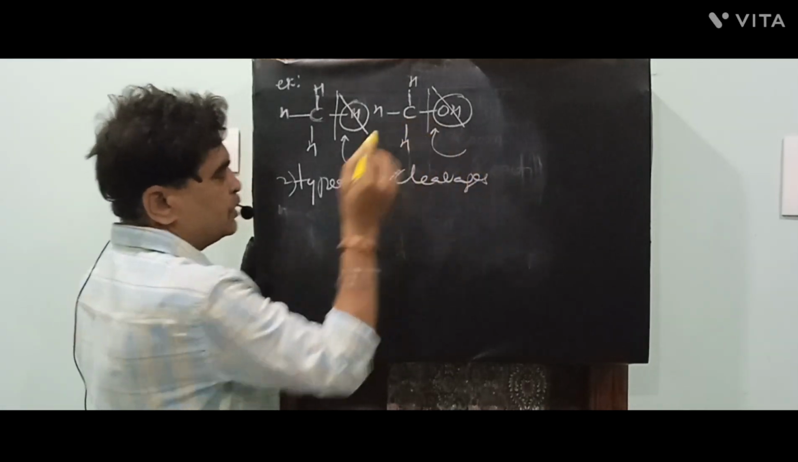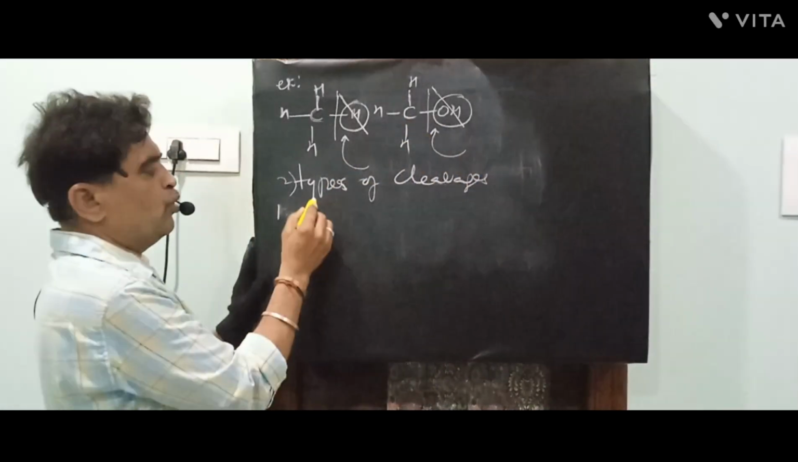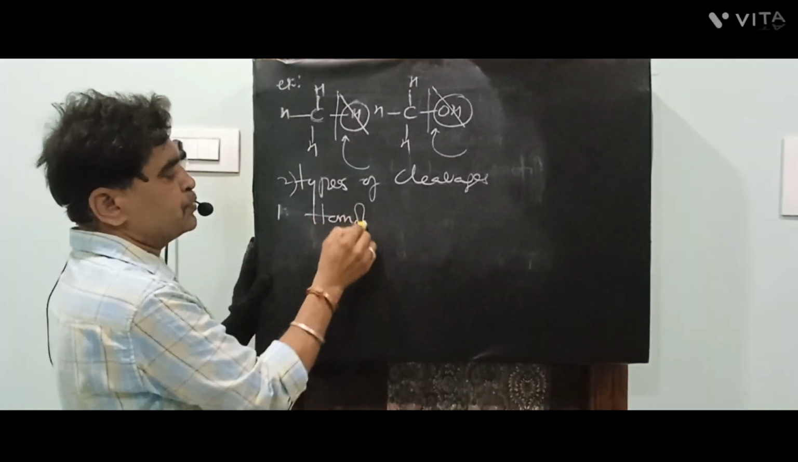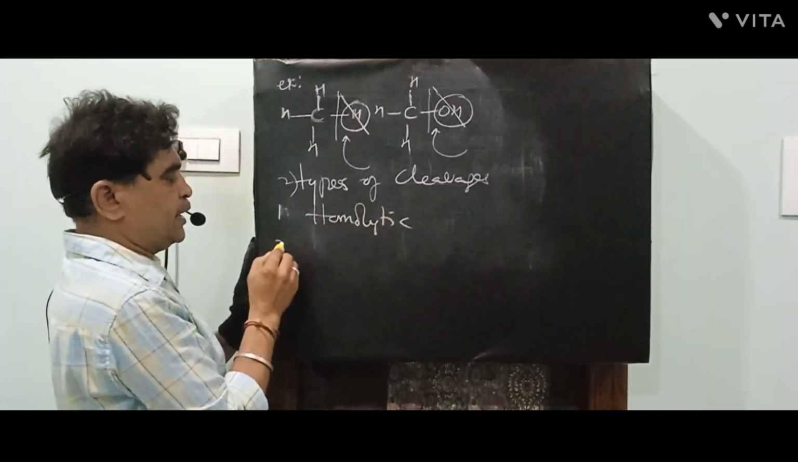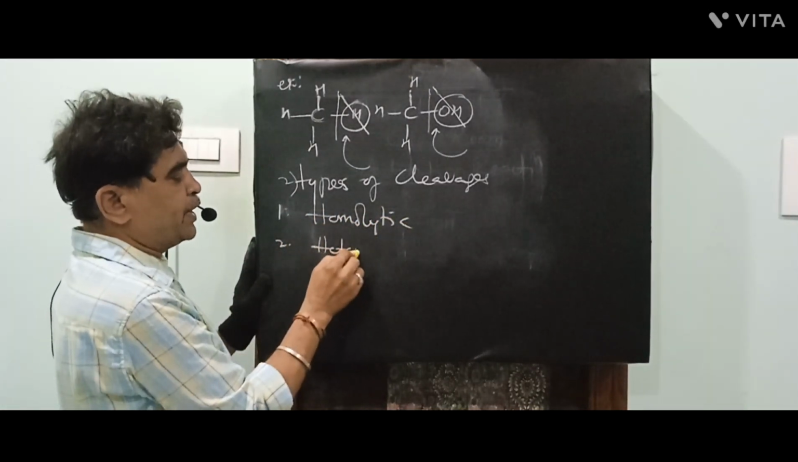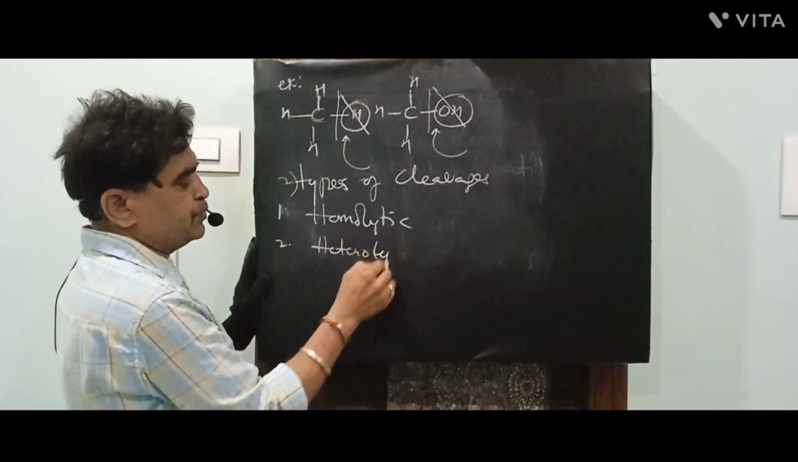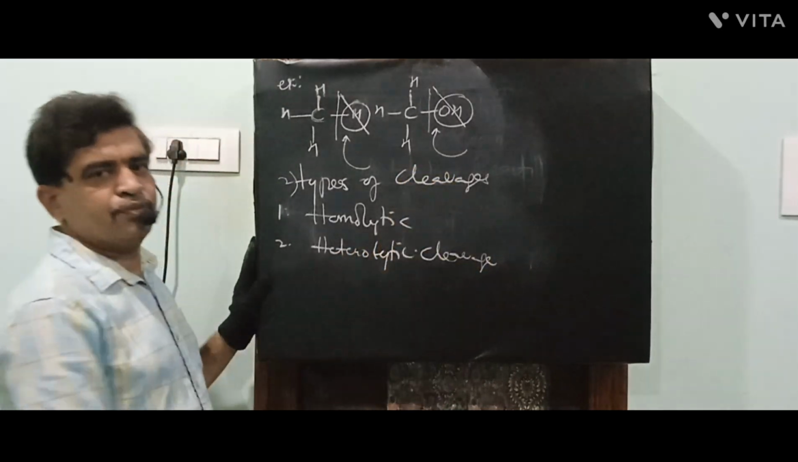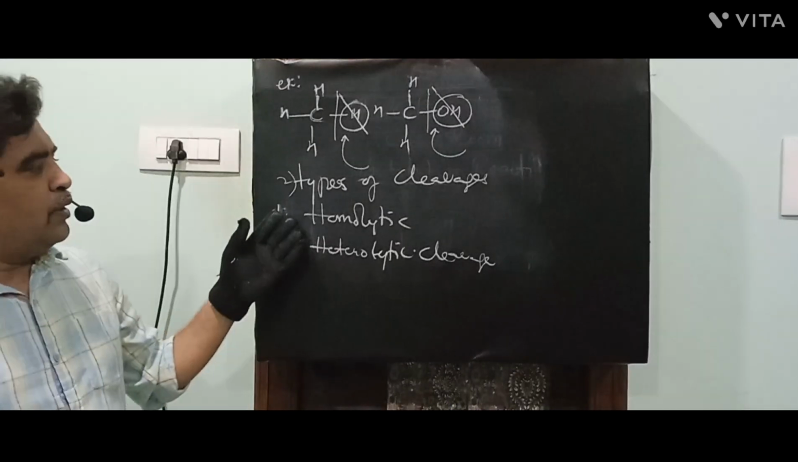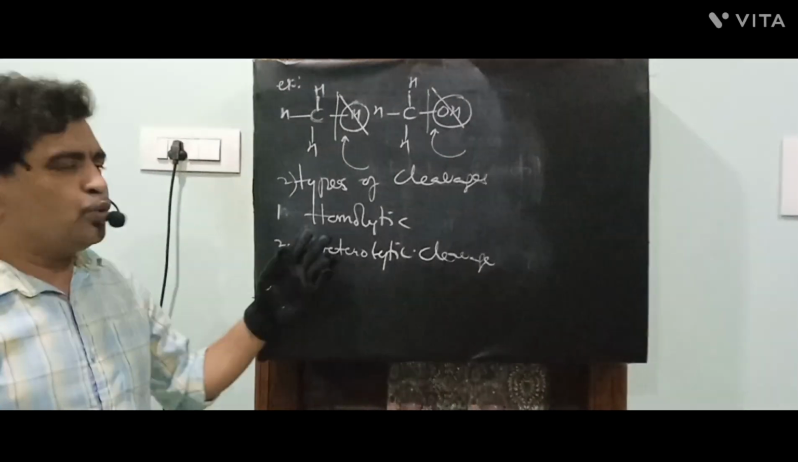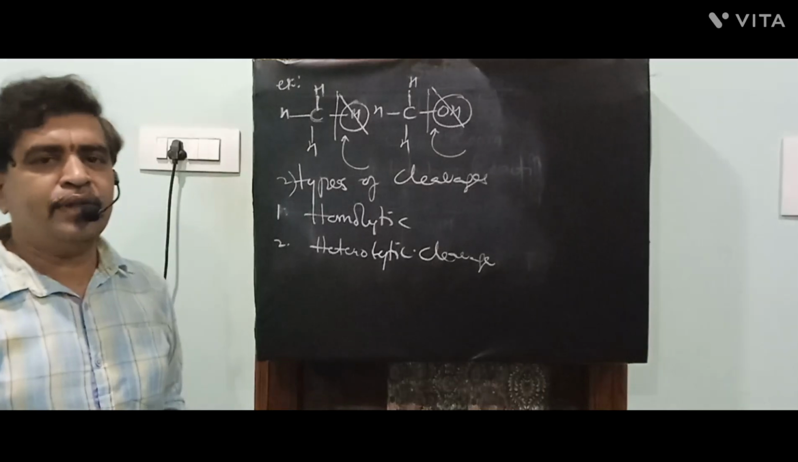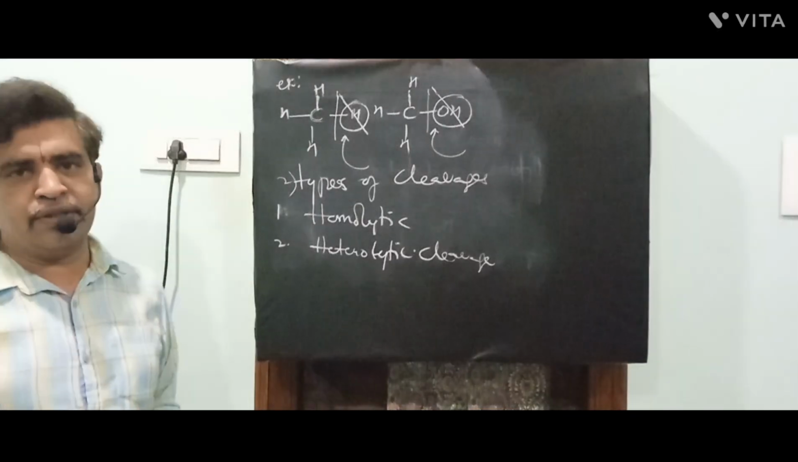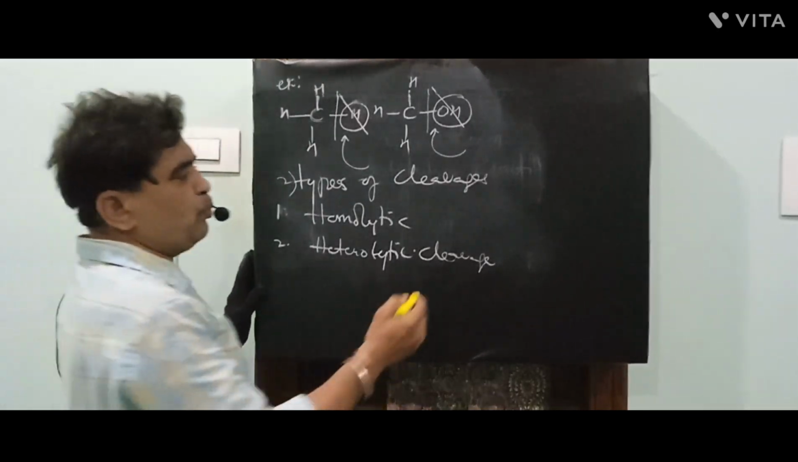The first is called homolytic cleavage and the second is called heterolytic cleavage. So generally the cleavage is of 2 types: homolytic cleavage and heterolytic cleavage.